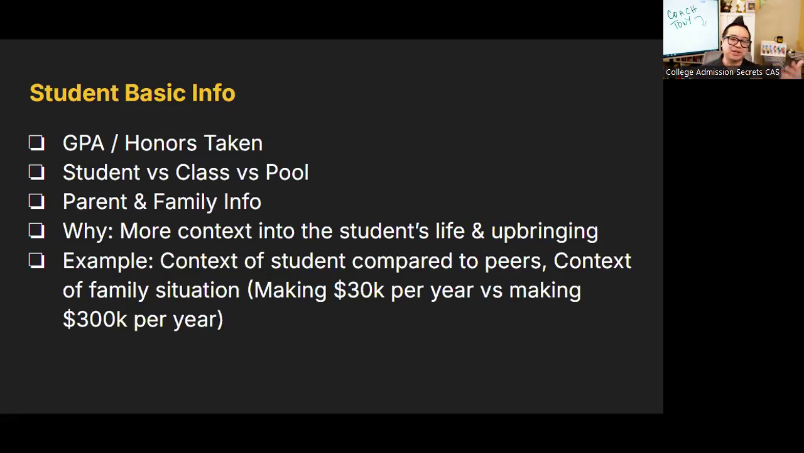And also 30,000, depending on the area. Depending on the area, that's a lot. Depending on the area, it's not as much, right? Again, in California, it's not a lot at all.